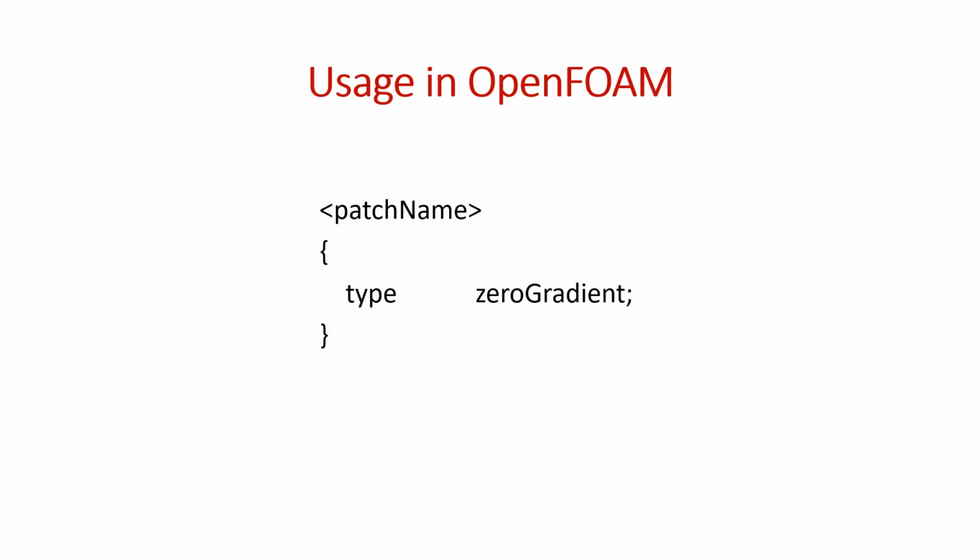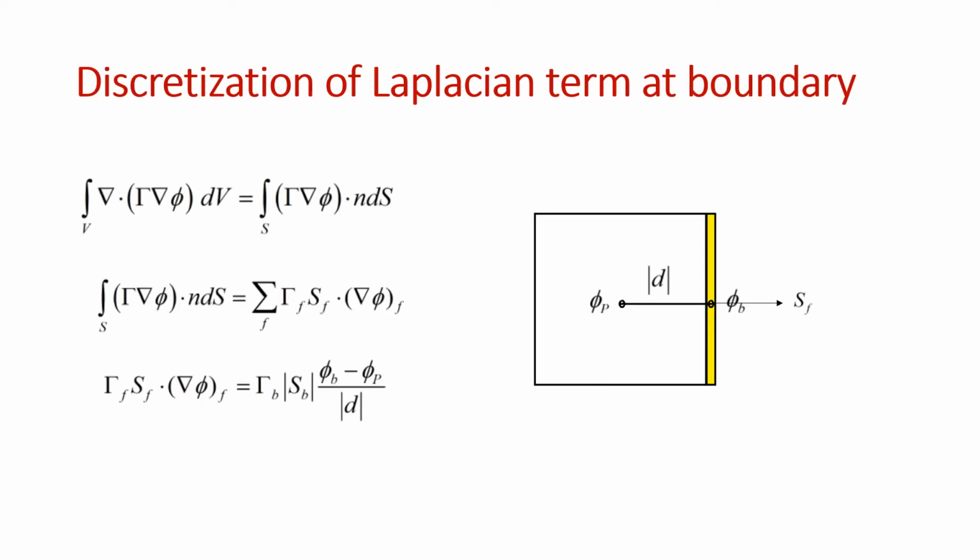Okay, so how to use this in OpenFOAM? We specify it by writing the patch name. At the patch name, we write which boundary we want to be zero gradient, and we write this in the variable file in which we want to apply the zero gradient. In curly brackets, we write type zeroGradient, and this is how it is specified in OpenFOAM. Simple.